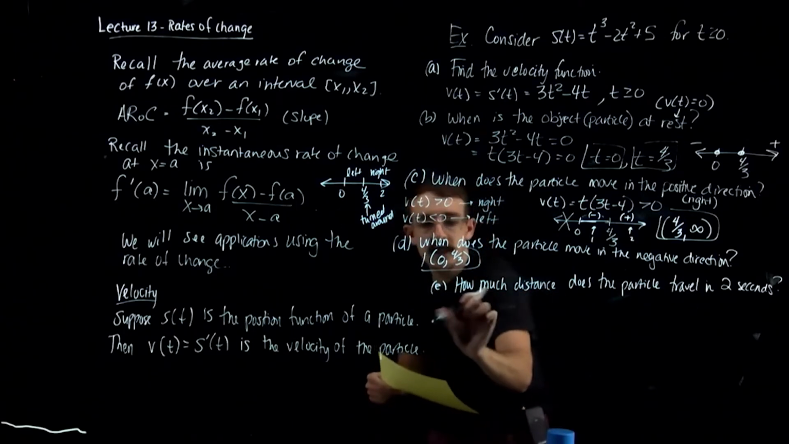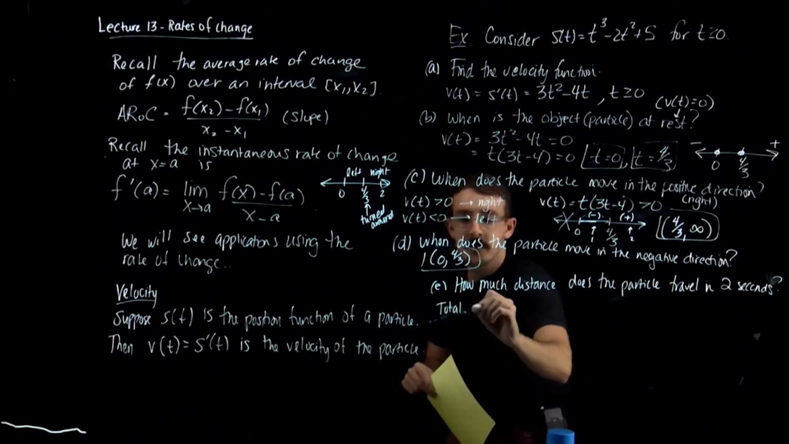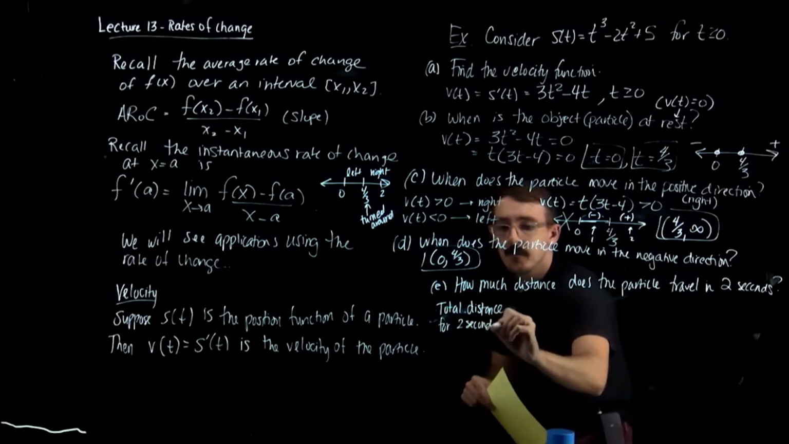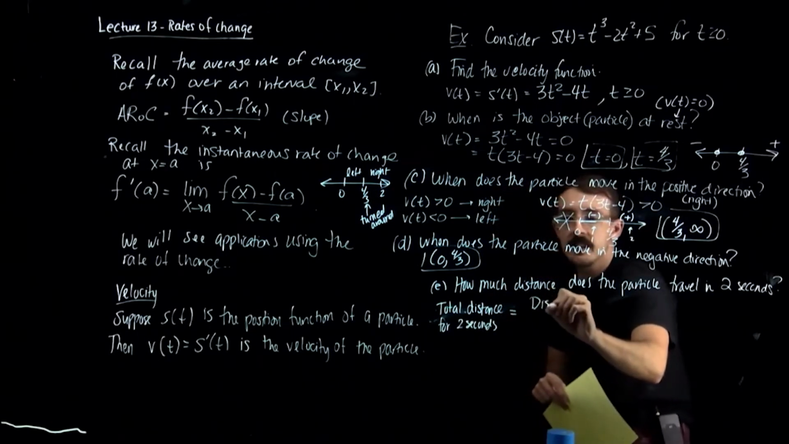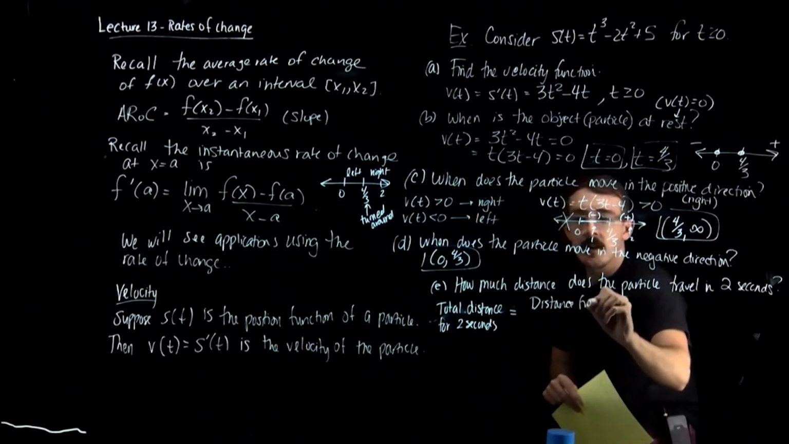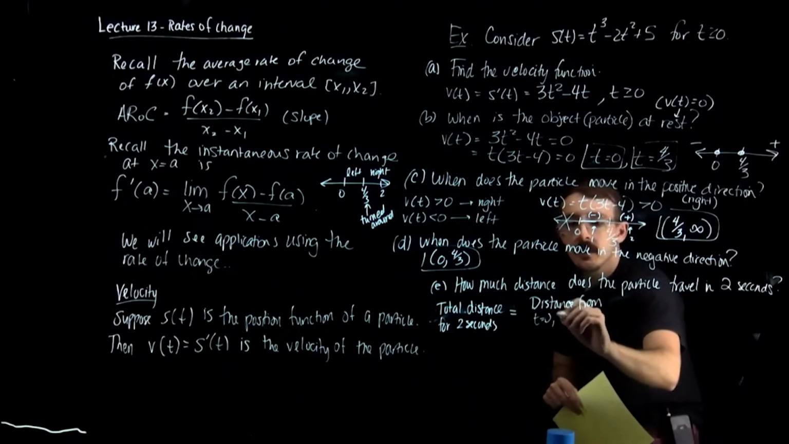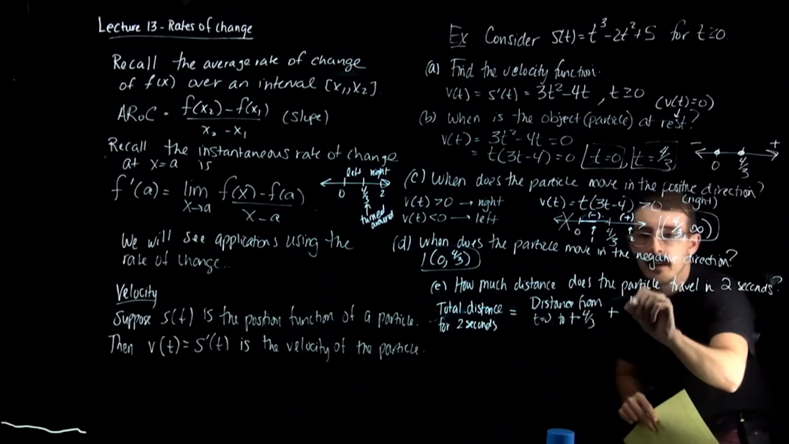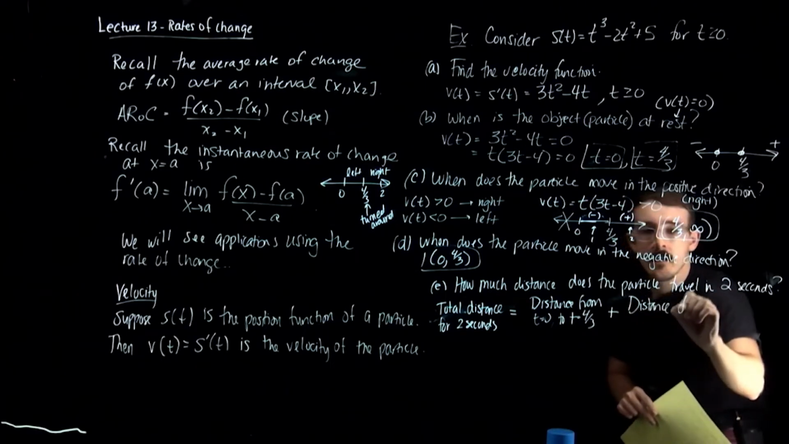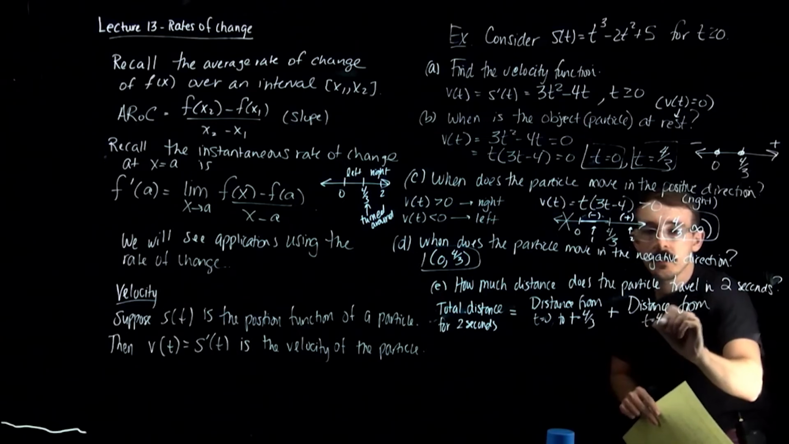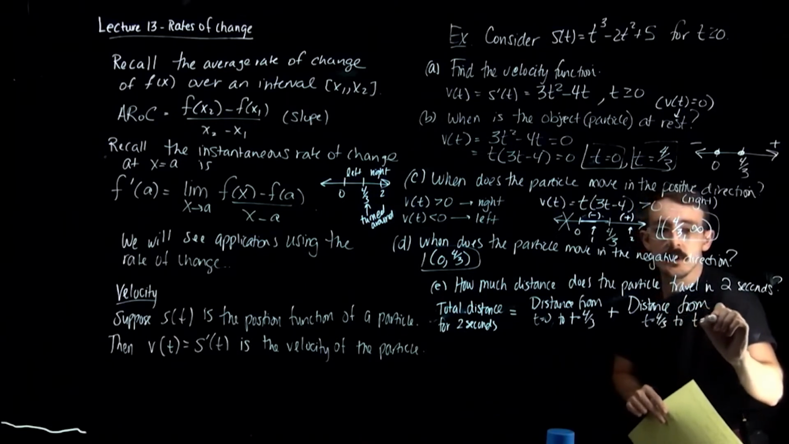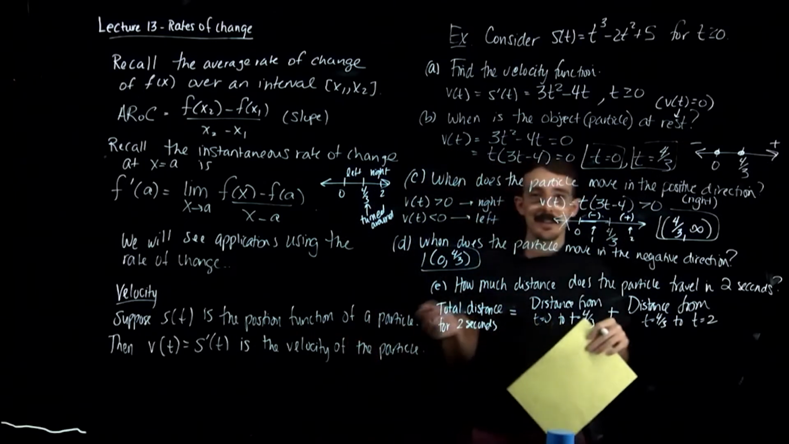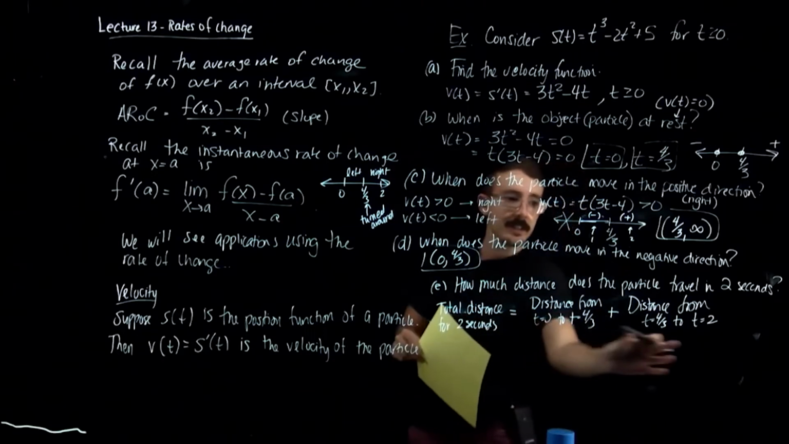I'm going to write the total distance. The total distance for 2 seconds is equal to the distance from t equals 0 to t equals 4/3 plus the distance from t equals 4/3 to t equals 2. I have to separate it at this turning point because it goes back on itself. It's basically overlapping where it went. So I need to separate these two.